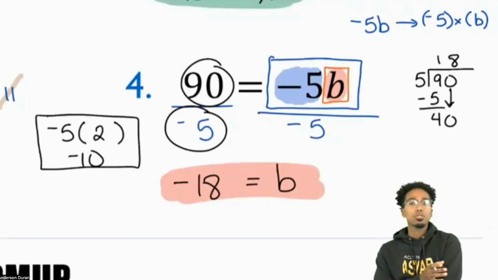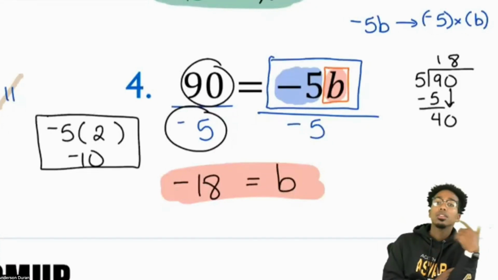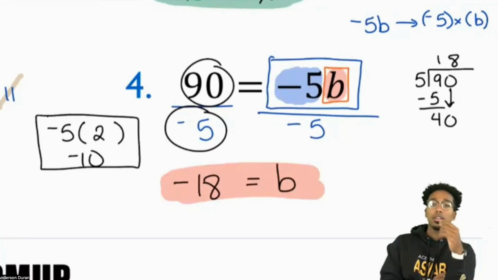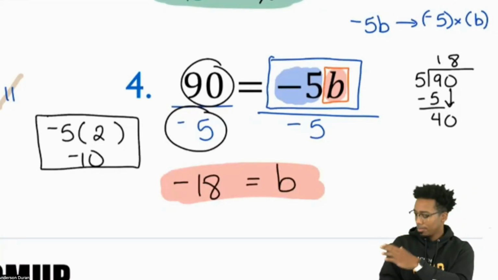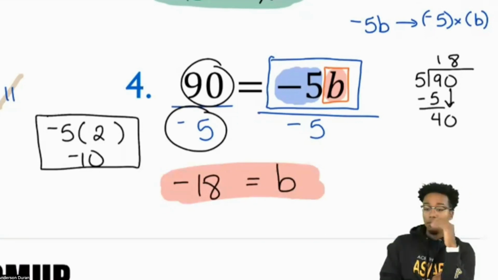The rules for multiplication are the same for division. Positive times a positive, that's a positive. Negative times a negative, that's a positive. If the signs are opposite, you get a negative result. So a positive divided by a negative, that's negative. Negative divided by positive, that's negative.